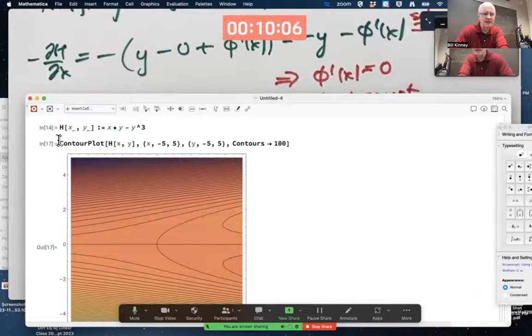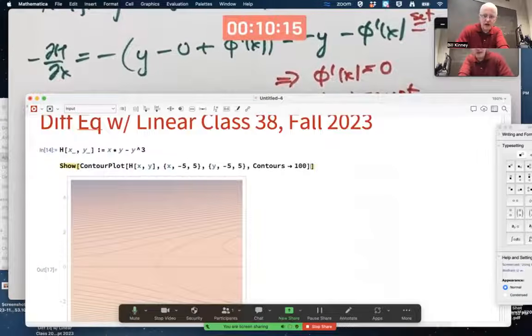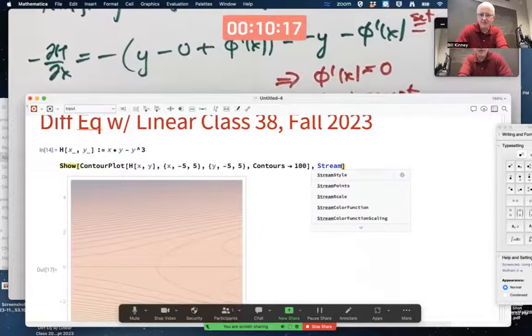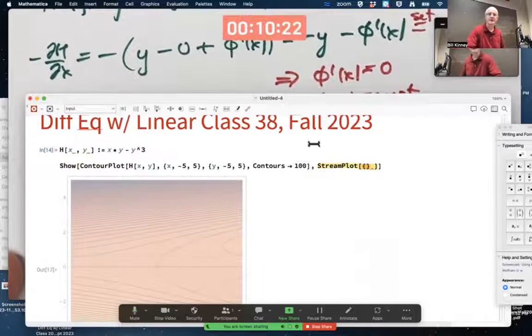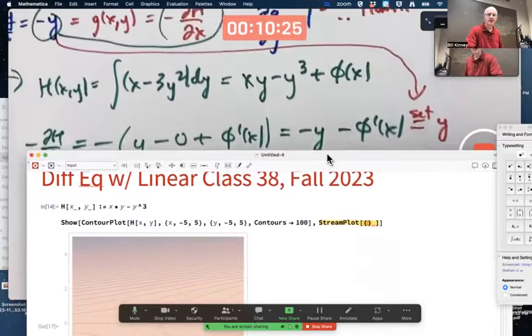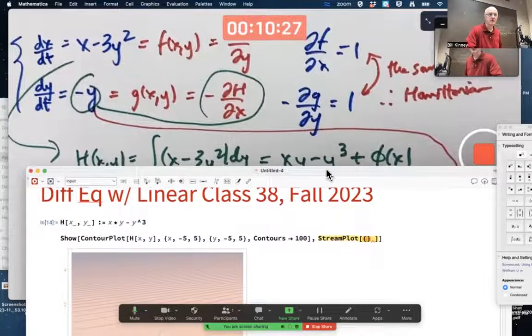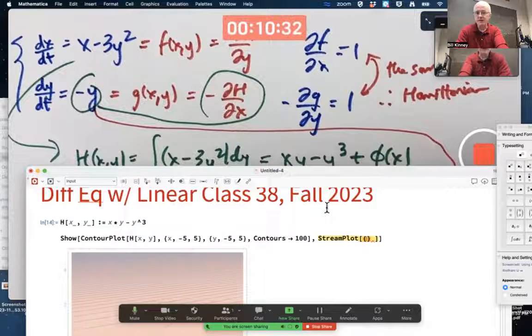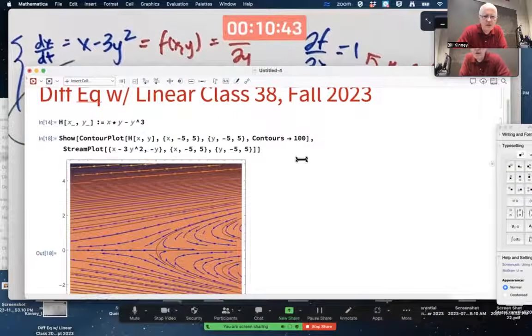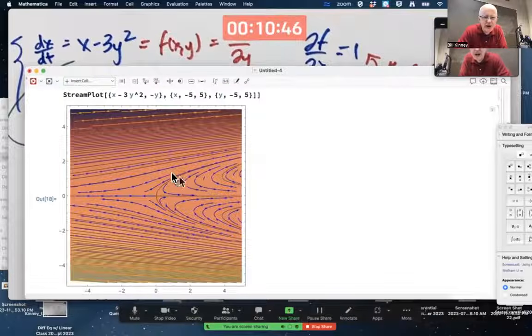Let's add in the stream plot to see it. But be careful. For the stream plot, you're plotting the vector field, not the Hamiltonian function. The Hamiltonian function is just to make the level curves, which happen to be solution curves. But to make the stream plot, like usual, you need the vector field: x minus 3y squared, comma, negative y. There we go. See, those are on top of the level curves of h. And yes, there is an x-nullcline that's a sideways parabola looking about like this.